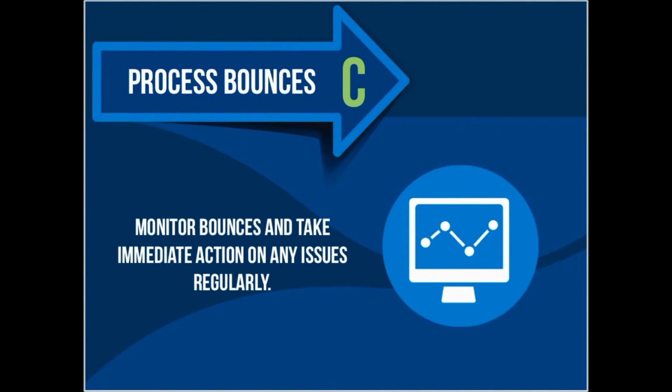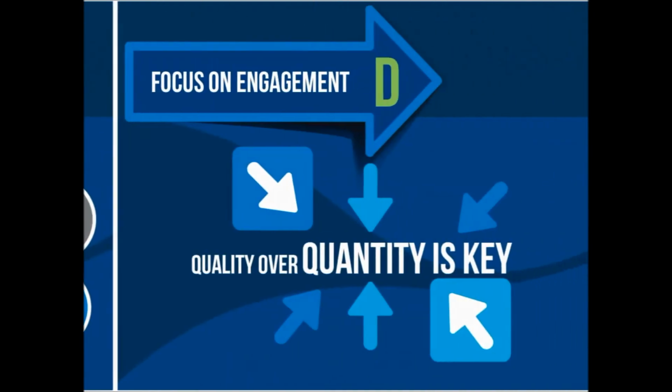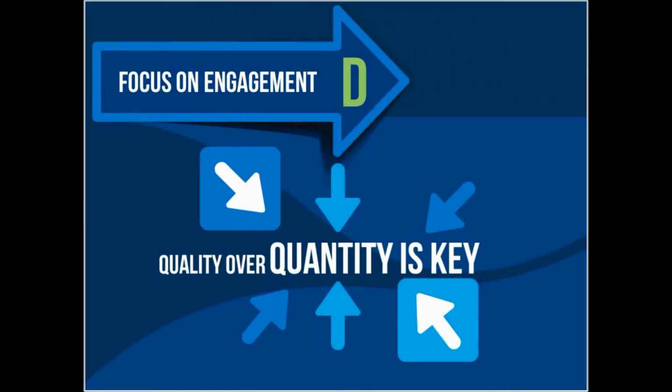You want to monitor bounces and take immediate action on any issues regularly. If necessary, change your email practices accordingly. Also, be sure to focus on engagement. Segment subscribers by both their own stated preferences as well as their actual behavior. In other words, send them the types of emails they've requested and watch their behaviors to confirm that their actual behavior models what they say.